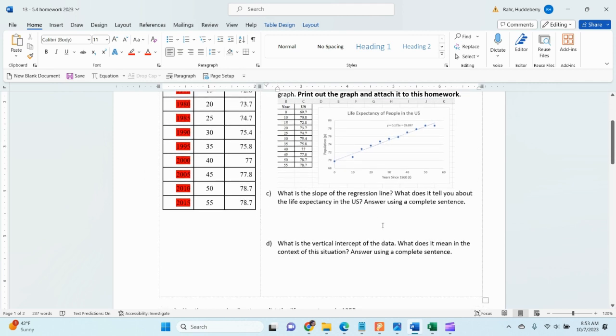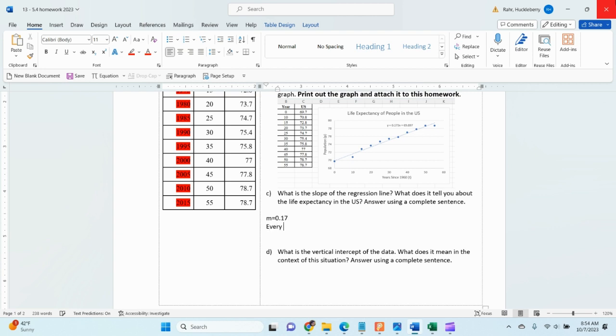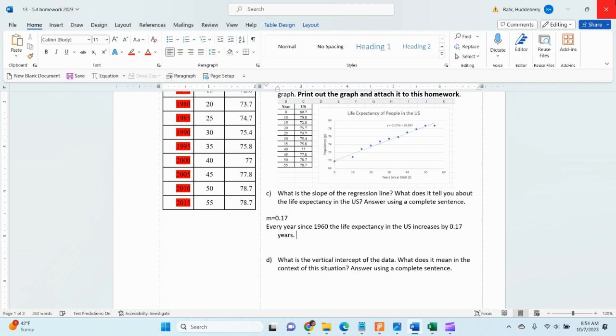What is the slope? Well, slope is m equals. So I am going to say m equals, but I don't want a capital, m equals 0.17. What does it mean? Every year since 1960, the life expectancy in the U.S. increases by 0.17 years. I always have the word increases in a slope because slope is our action word.